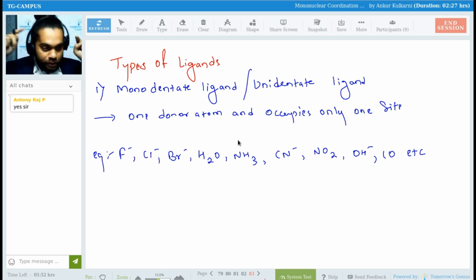Whatever examples you are seeing written on the screen, they have only one donor atom. They form only a single bond. Such ligands we call a monodentate ligand. Come on, write down the examples and say done in the chat box.